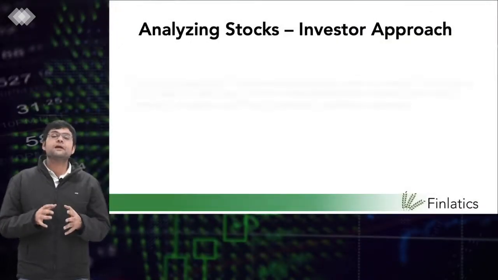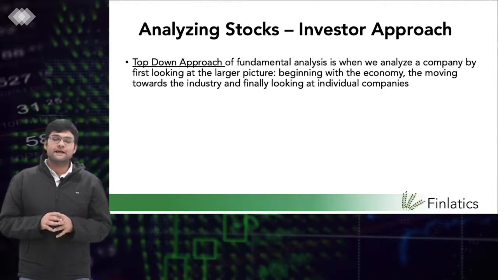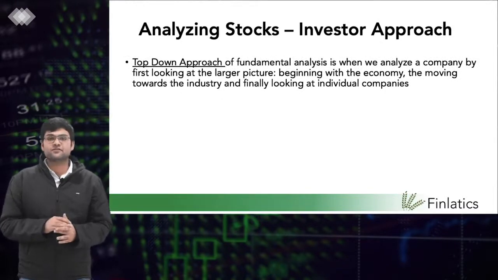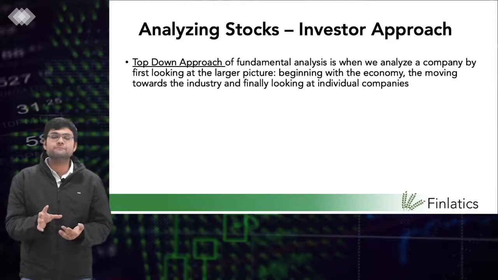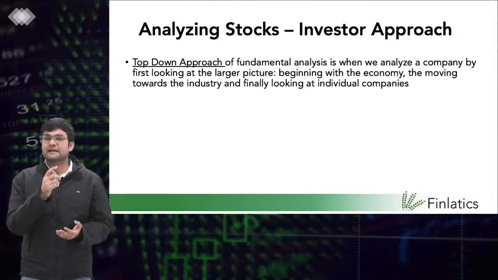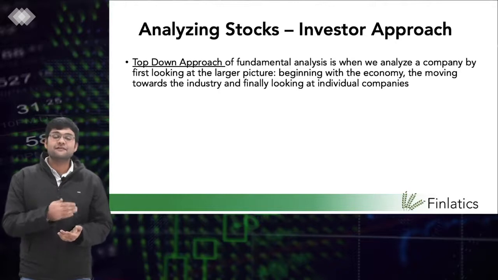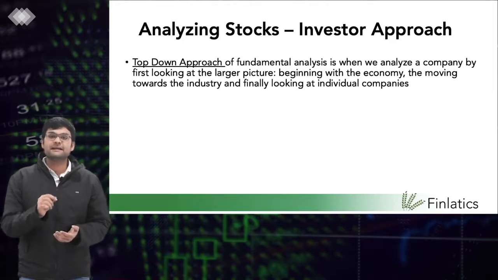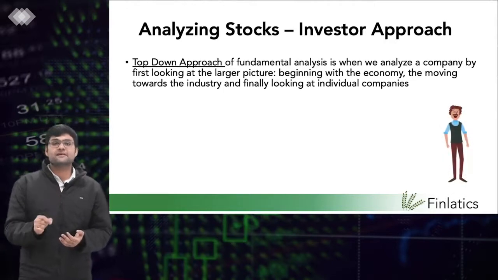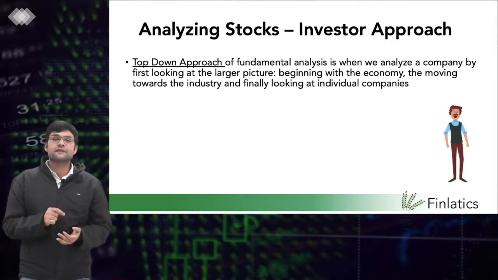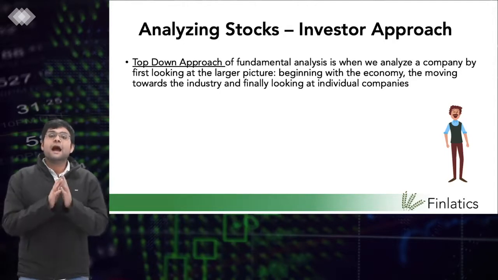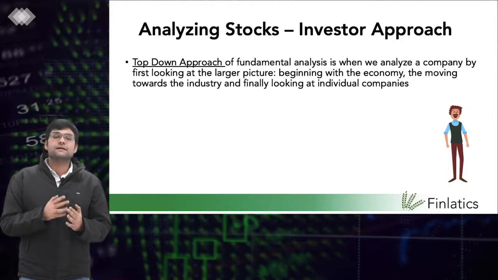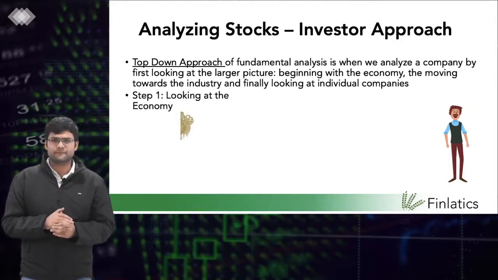Recall that the top-down approach of stock picking is when you begin your process of picking a stock by first looking at the larger picture. That is, you look at the broad economy, then you move on to studying various industries of your interest, and then finally you start studying the companies in these industries to pick a good stock. To understand this more in detail, let's take you as an investor who wants to pick a stock using the top-down approach. As we can now figure out, step 1 is to look at the economy in general.